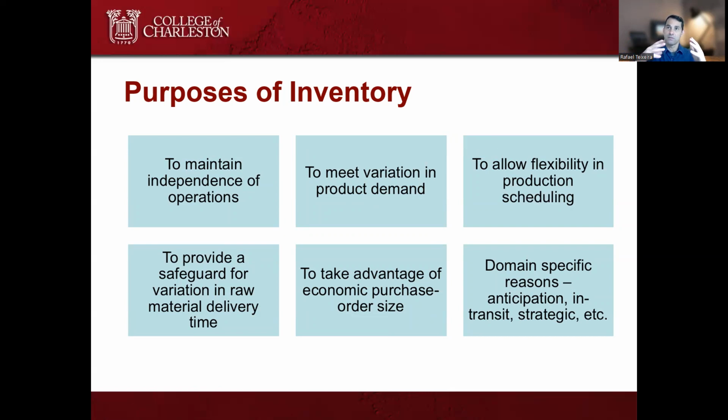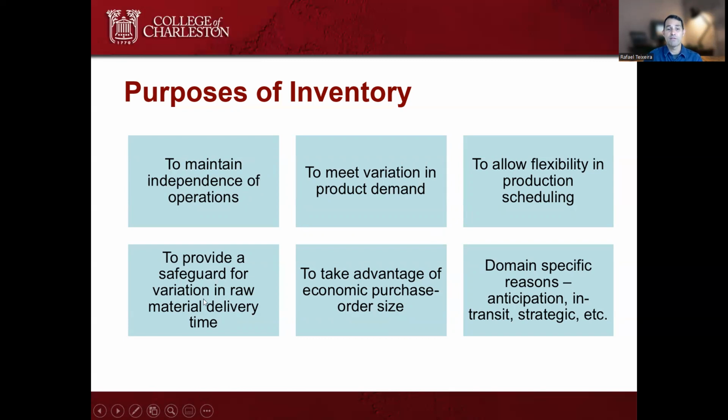This means sometimes we want to change the schedule, sometimes we want to produce some products instead of other products, and having inventory of parts available to change this schedule allows for this flexibility. Instead of producing one product, let's say a smartphone, we're going to produce a tablet. We have enough inventory to change from a smartphone to a tablet. That gives some independence of operations again.